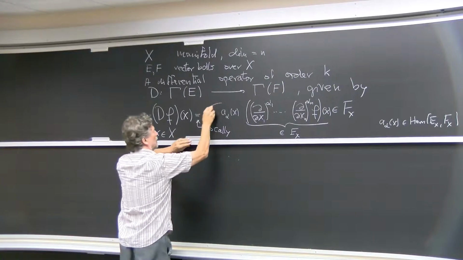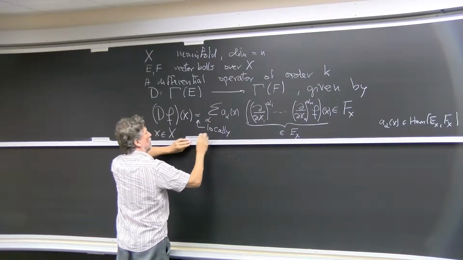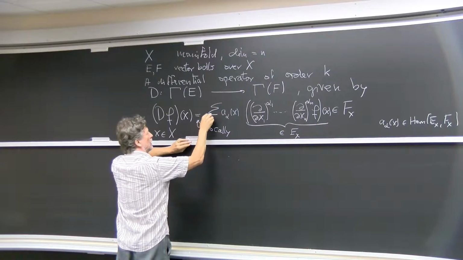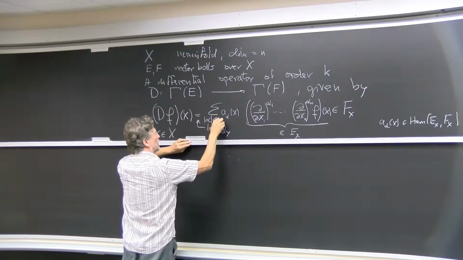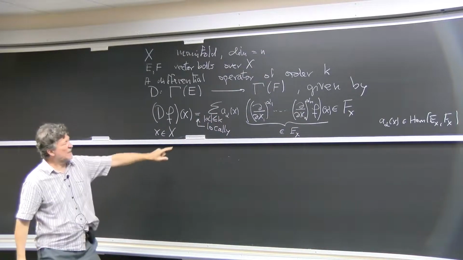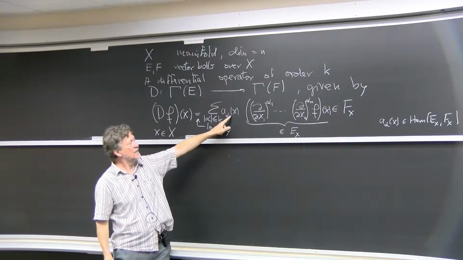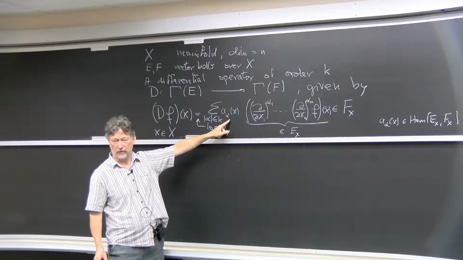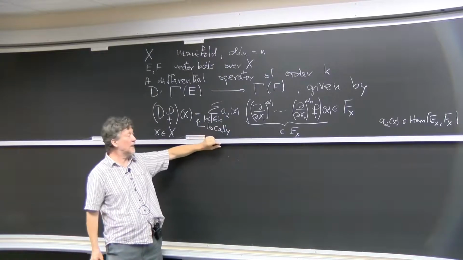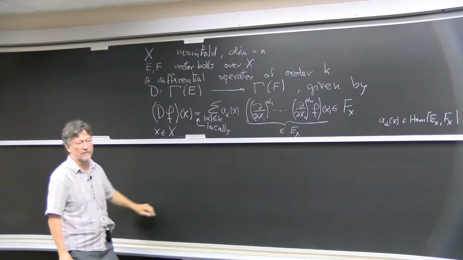And I sum up these things over multi-indices alpha, which is supposed to be smaller or equal to k. And I'm also insisting, if I have an operator of order k, that some of these A's are non-trivial for the norm of alpha equal to k. So that's a differential operator.